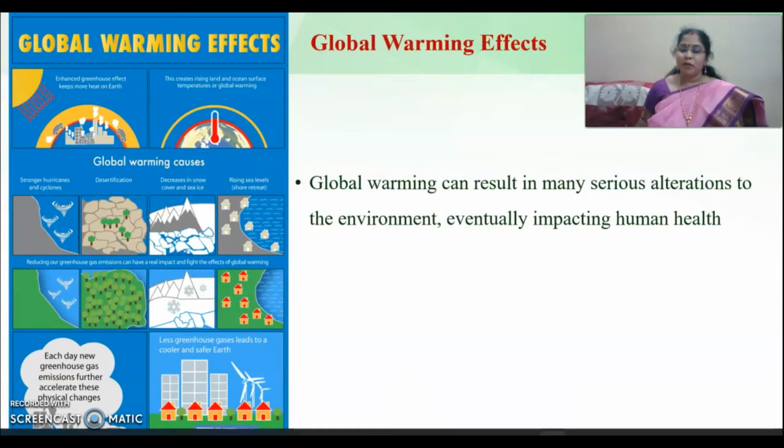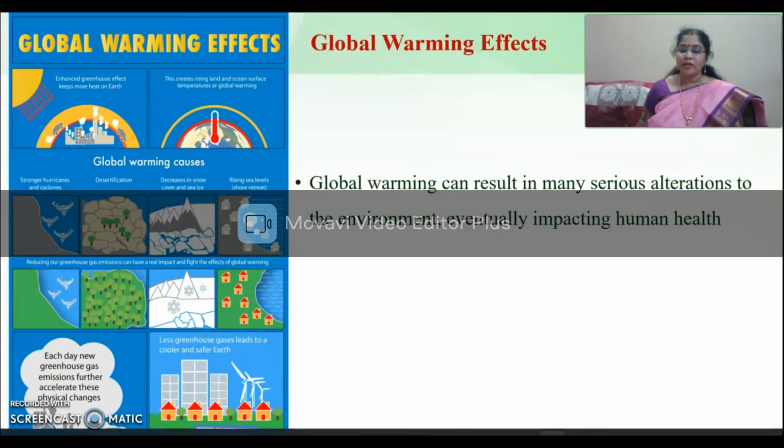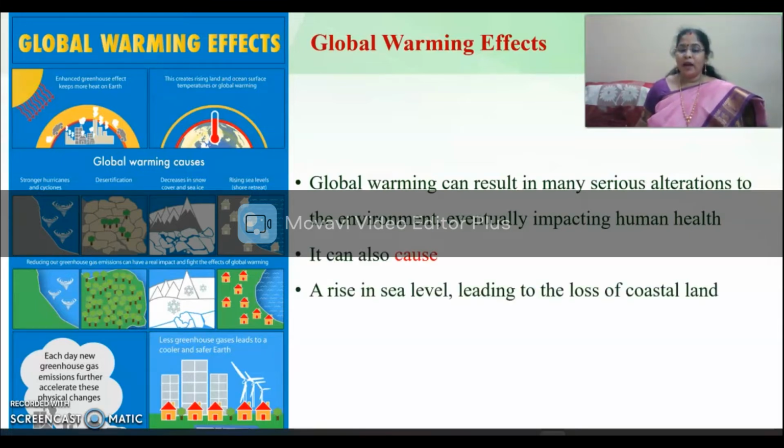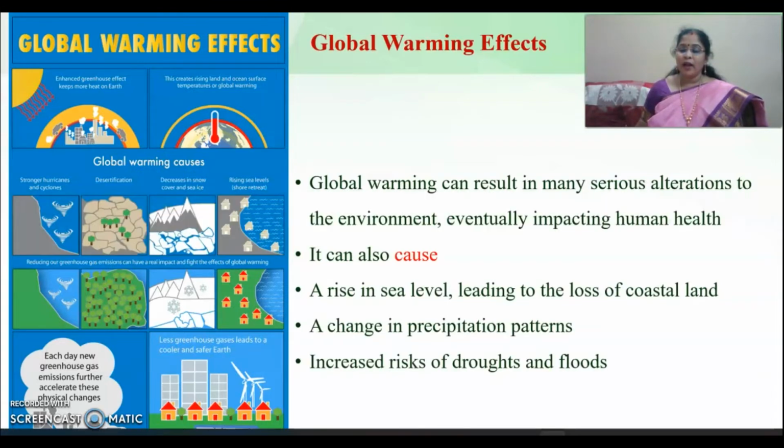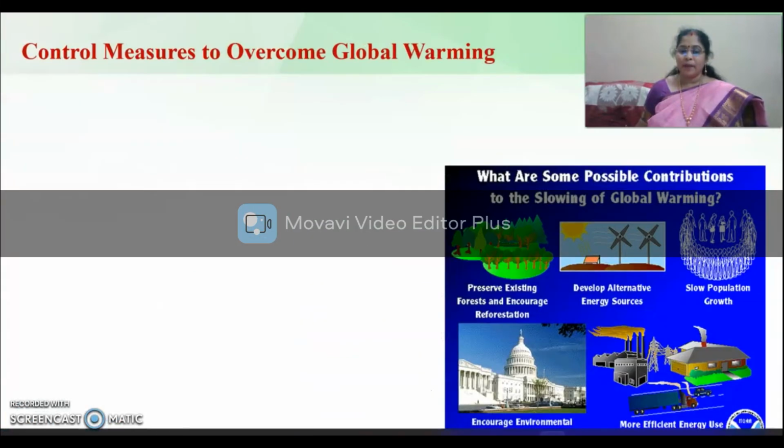What are the effects of global warming? Global warming can result in many serious alterations in the environment, eventually impacting human health, and a rise in the sea level that will lead to the loss of coastal land, a change in the precipitation pattern, that is rain pattern, increased risk of drought as well as flood, and it is a threat to biodiversity.